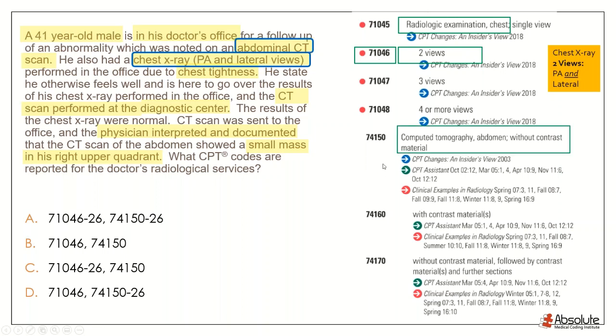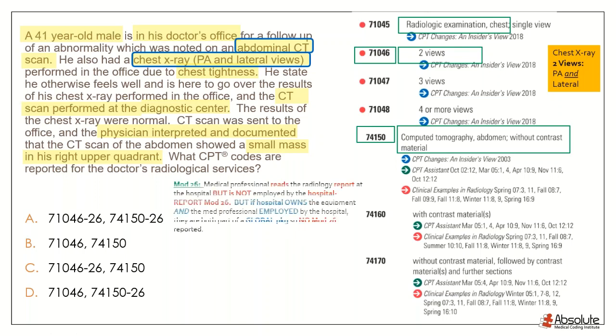And then we know that they had a CT scan of the abdomen. All right, so we know that that's for 74150, abdominal CT scan. It was without contrast. How do we know that? Because it did not mention contrast. So we know that if the physician doesn't say it, then it didn't happen. All right, so let's talk about these modifiers.